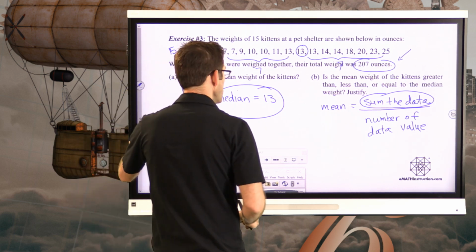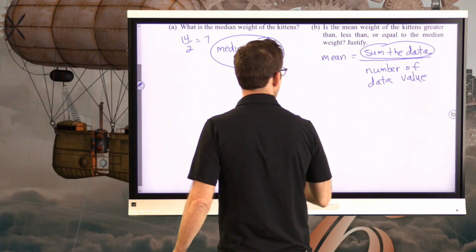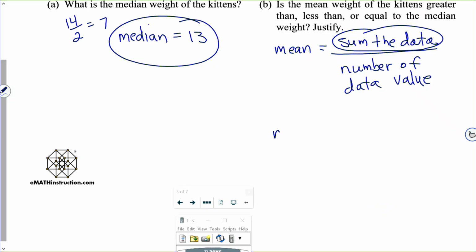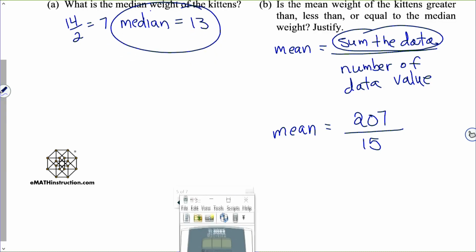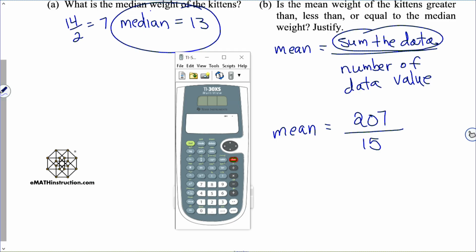So the mean in this case is going to be that sum, 207 ounces, divided by how many there are. There are 15 kittens. This is where we might want that calculator, just because it makes it a little bit easier. 207 ounces divided by 15 kittens, and that tells us our mean is 13.8 ounces.